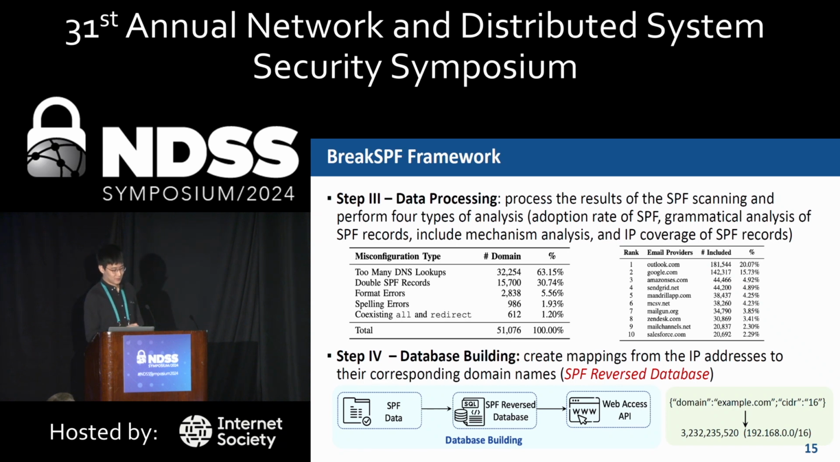The fourth step is database building. It's an important step of the framework. We parse each SPF record and extract IP addresses to create a mapping from IP addresses to their corresponding domain names. We build a database called the SPF Reverse Database. Considering the IP address space is too large, we optimize the storage model using a tree structure. We convert an IP address block into a 32-bit integer, and we use the integer as the key of the database to store the domain name and the CIDR prefix length on this key. For more algorithm details, you can refer to our article.